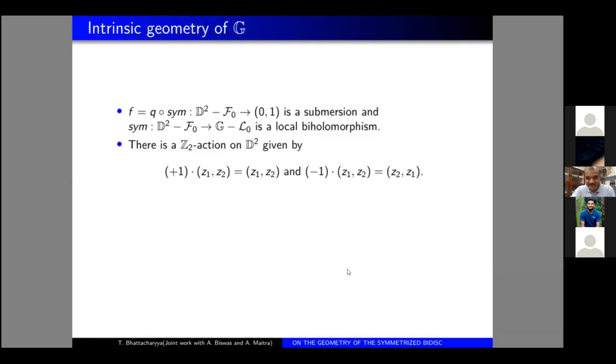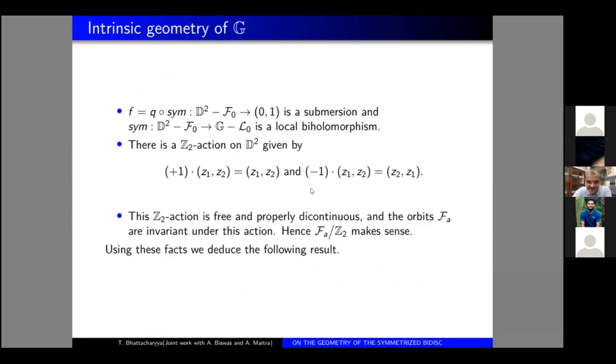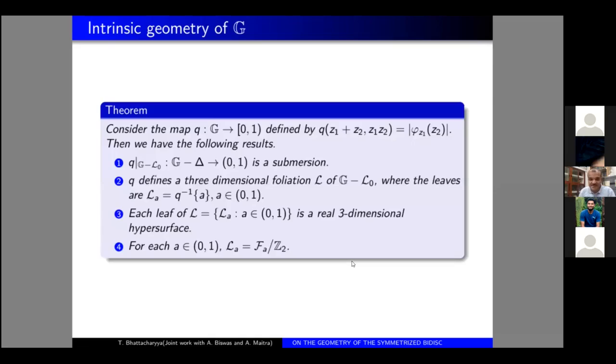This is a submersion, if you leave out the Royal variety, that's always an exception. So a lot of times you may need to leave it out. Otherwise it's a submersion, and obviously there is a Z2 action. So if you quotient by Z2, then we get this theorem.